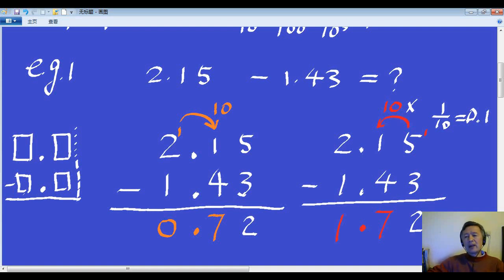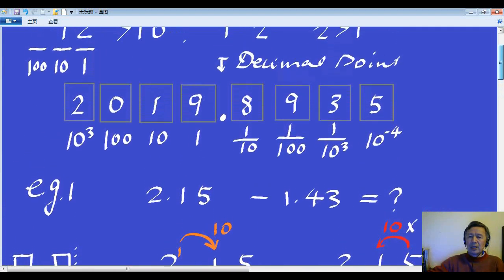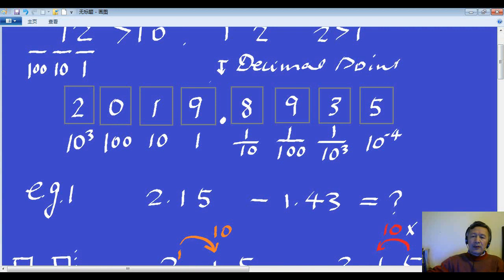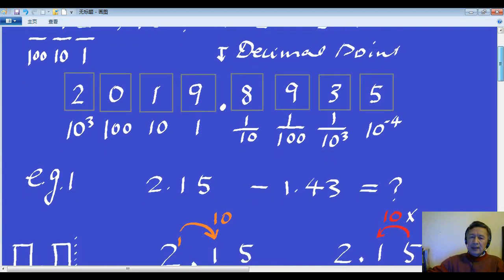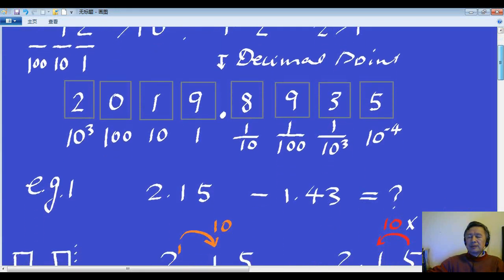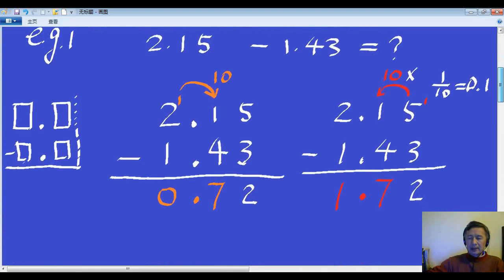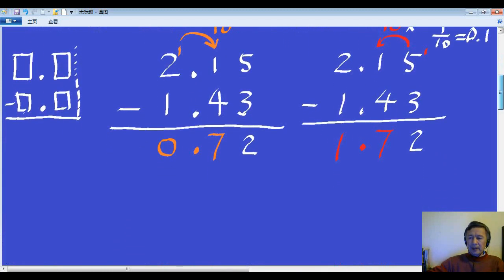So never borrow 10 from the box on your right-hand side. All right, so let's return to the definition. That is how the concept of place value is defined and applied in mathematics.